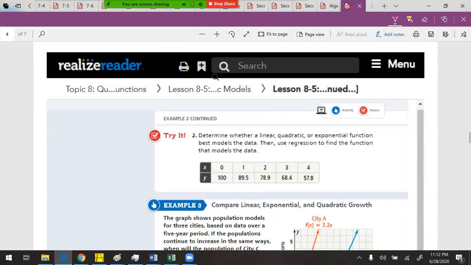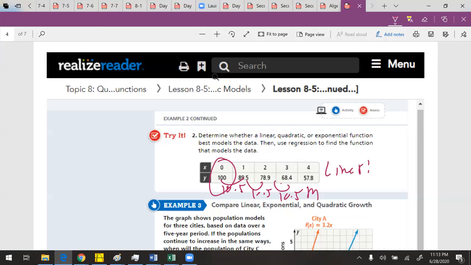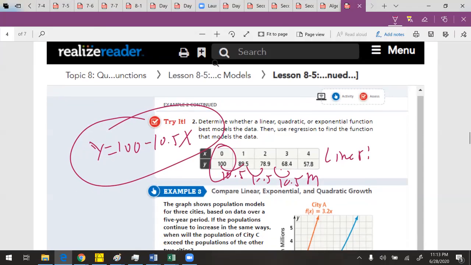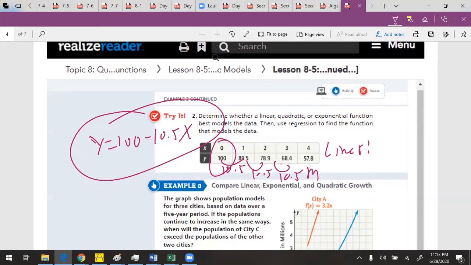So let's look at this here. Let's check and see if it's linear first. I think it might be linear. Let's check. This is going to be a 10.5. Here, 10.5. Here, 10.5. So it looks like it's going to be linear. Now we can make the equation. Here's your y-intercept. This is your m. Y equals 100 minus 10.5x. Boom, we have our equation. Remember, linear equations are y equals mx plus b. For the quadratic, I'll give you guys the thing to use. For the exponential, it's the same thing.